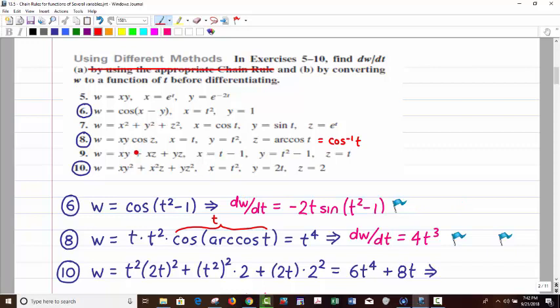Let's take a look at this number 8. So we have w is xy cosine z, and the definition did not mention that it could be more than two independent variables, but it can. The chain rule can extend to more than two variables. So this is three variables, x, y, and z. But the same idea applies. If it's more than two, they can only be a function of t right now. We're going to look at chain rules of independent variables coming up shortly.